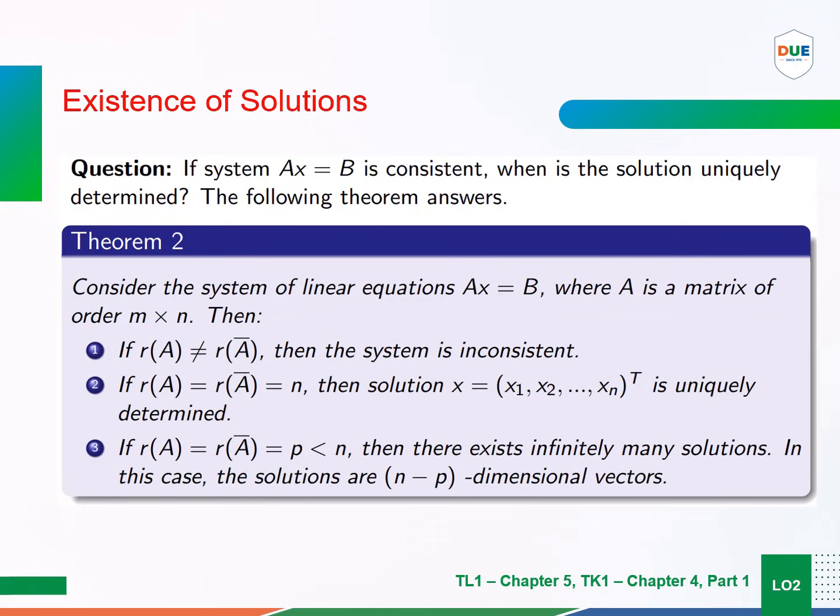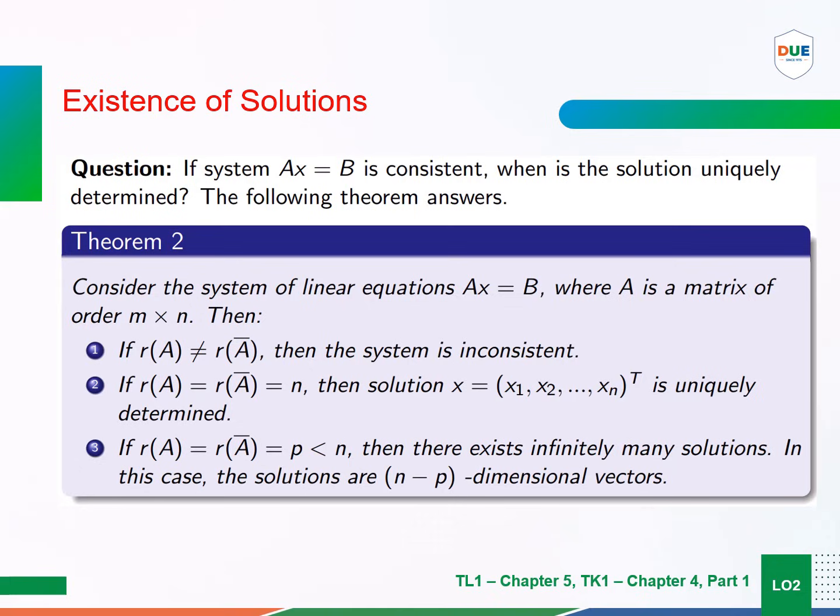We have already learned how to determine whether a system is consistent. The next question is, if a solution exists, is it unique? The answer depends on the ranks of the coefficient matrix and the augmented matrix, together with the number of unknowns. There are three possible cases. First, if the rank of the coefficient matrix is different from the rank of the augmented matrix, the system is inconsistent, so there is no solution.